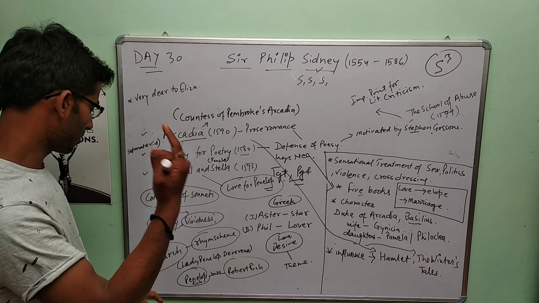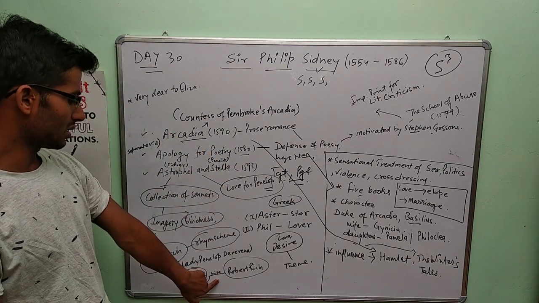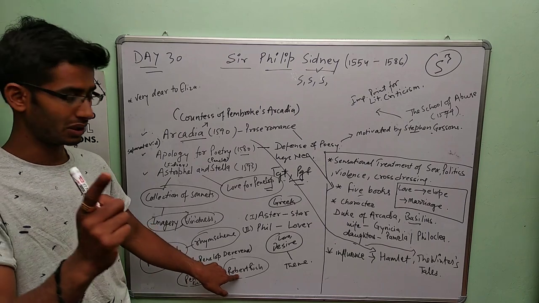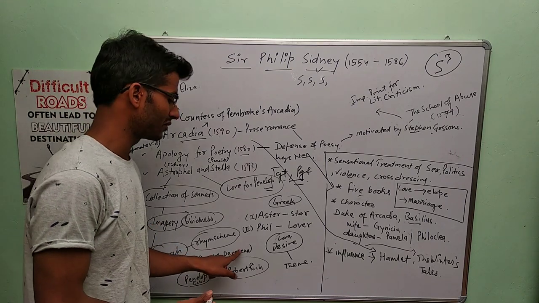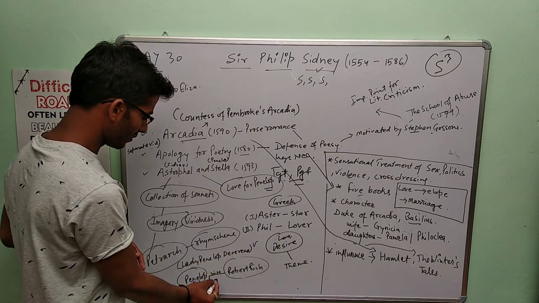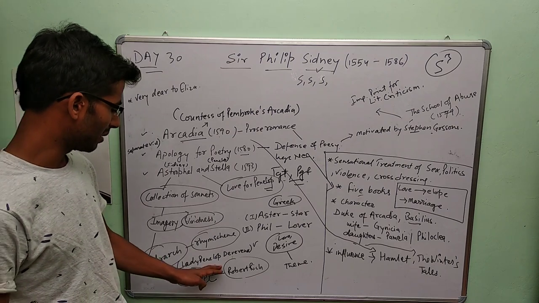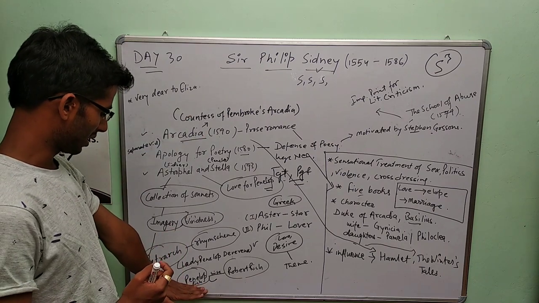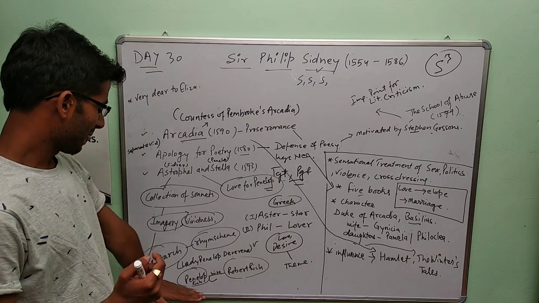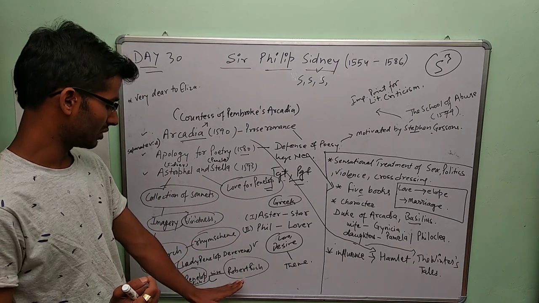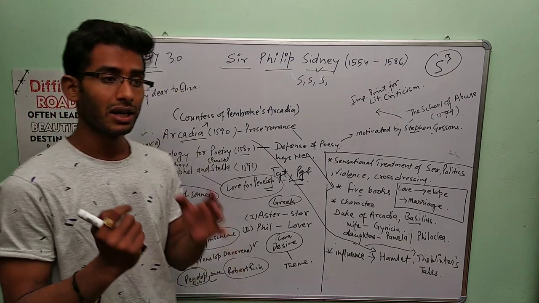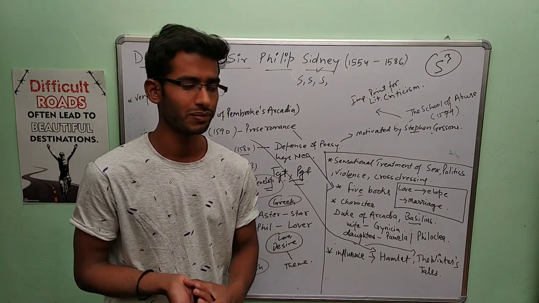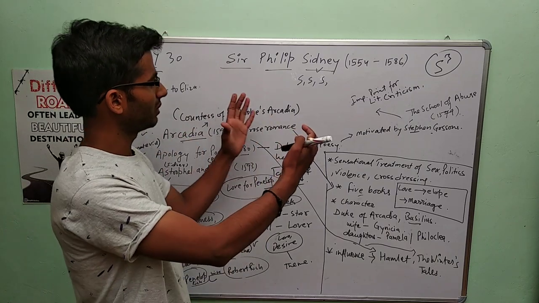Now, Penelope has two names. One is Penelope Rich, because she gets married to Robert Rich. She is the wife of Robert Rich. Remember this? And Lady Penelope Devereux. So sometimes you will get this name, sometimes you will get that name. Actually, Sidney is madly in love with her, and what he has written, he wrote for Penelope. And Penelope, in reality, is already married to Robert Rich. Next important thing is, he has followed the Petrarchan rhyme scheme, the sonnet scheme.